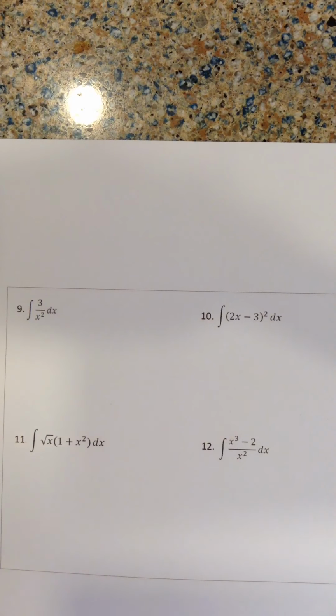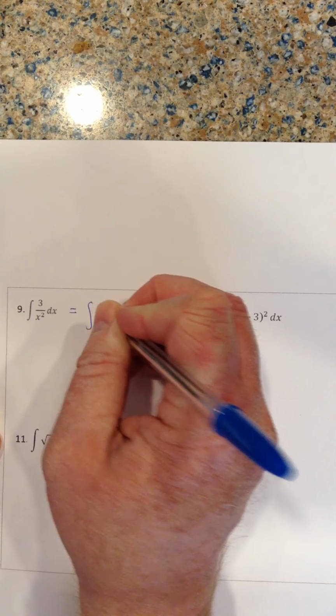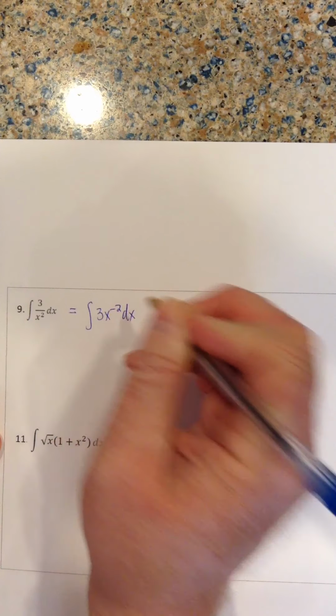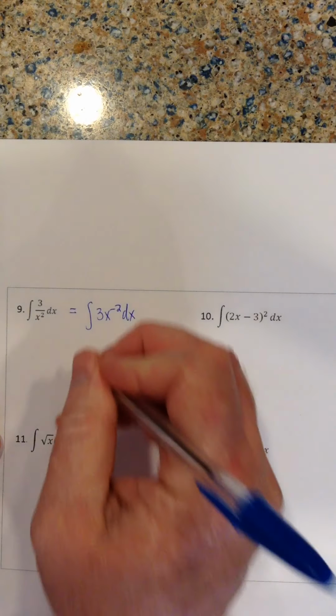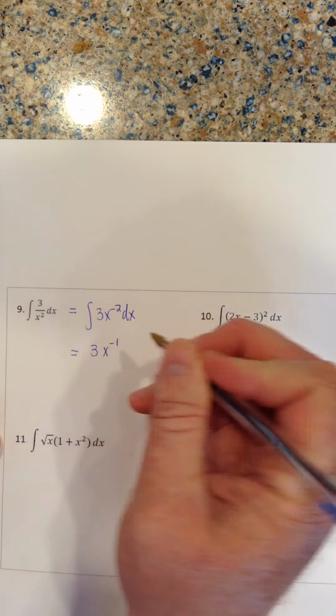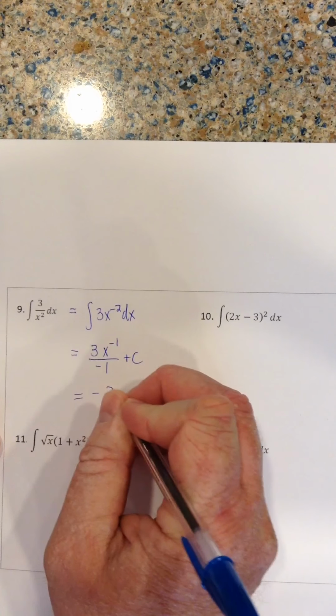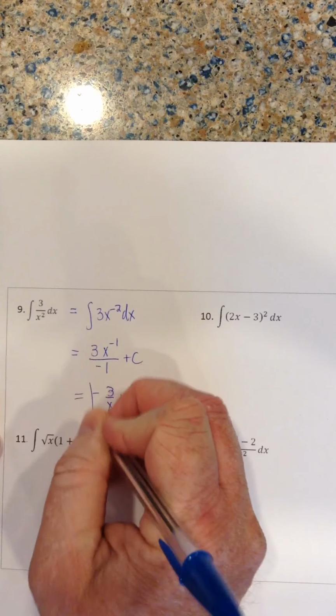Okay, now let's look at number 9. I'm going to rewrite this one as 3x to the negative 2 dx. Again, that's just an algebra step. I'm going to take the antiderivative, I'm going to add 1 to the power, I'm going to divide by the new power, add c, so that'll be negative 3 over x plus c.